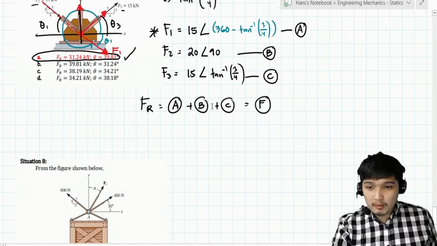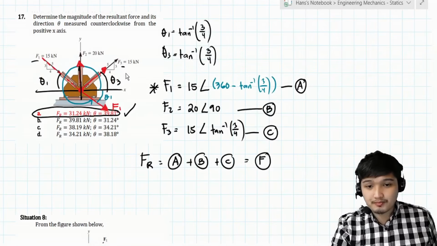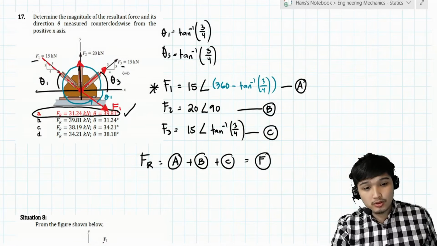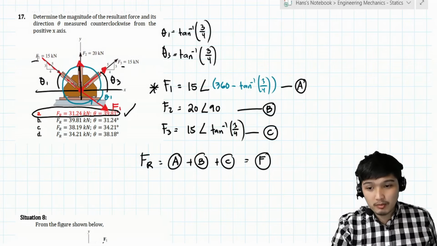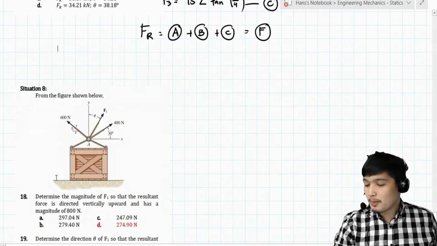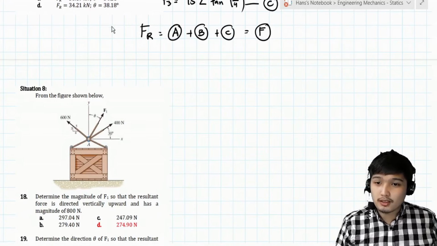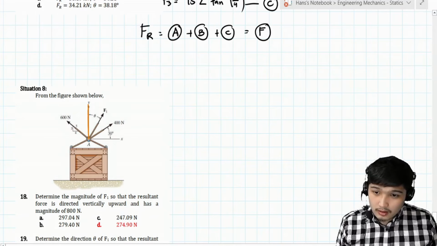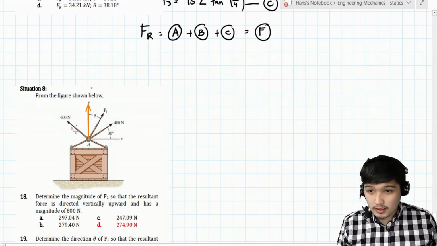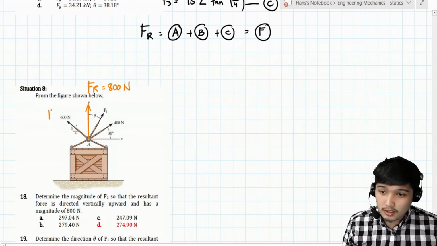So, class, I will not show here the long solution, the conventional solution of taking the summation of forces along x and along y, because we already did that in the 2D forces. In this problem, we will again use the calculator technique. So, let us just draw the resultant. The resultant should be vertical and upward, which has a magnitude of 800 newtons. Let us call this F2.